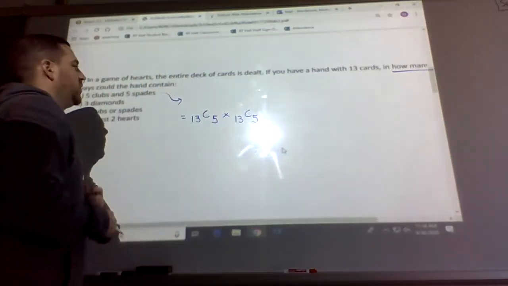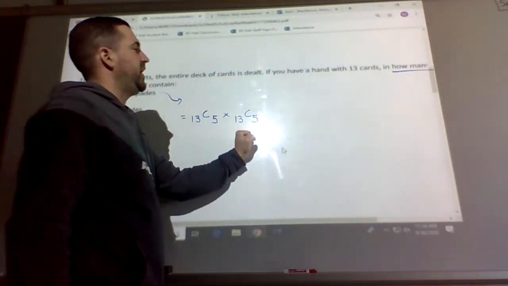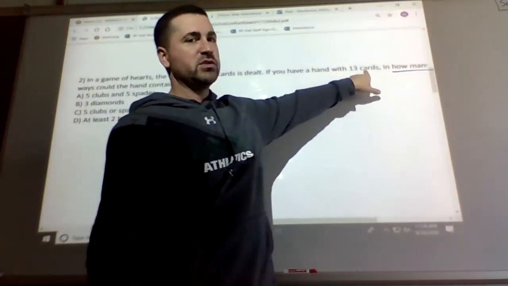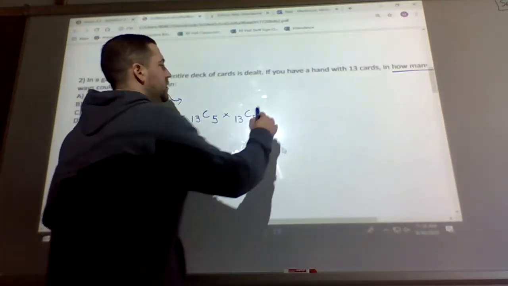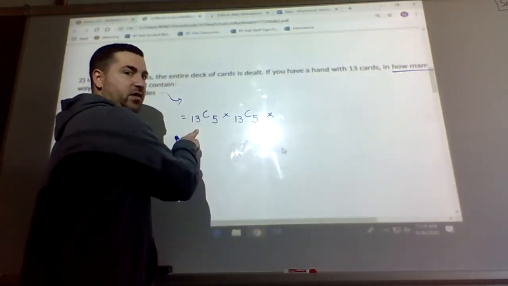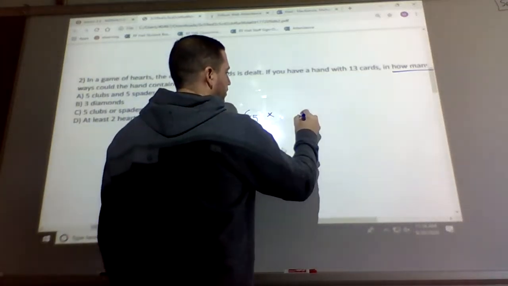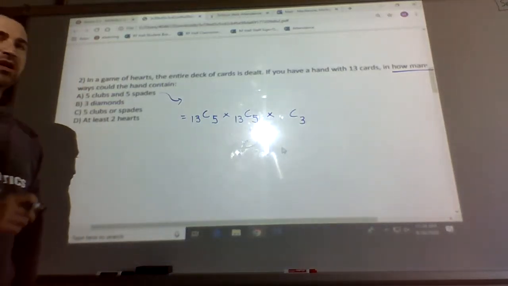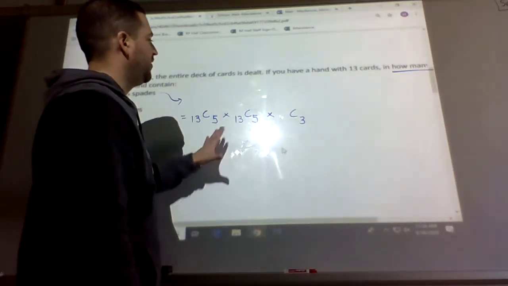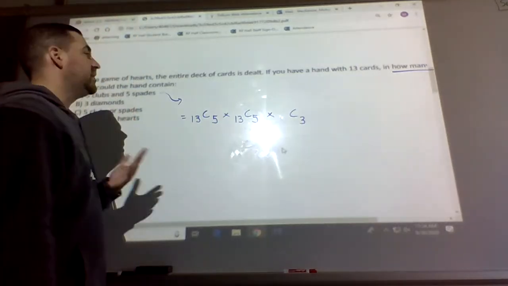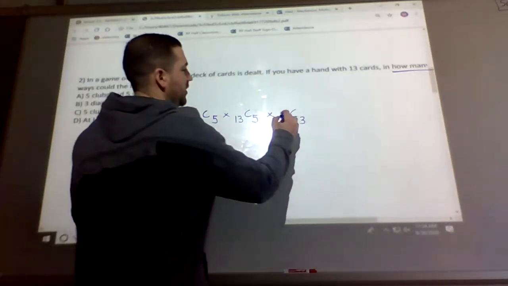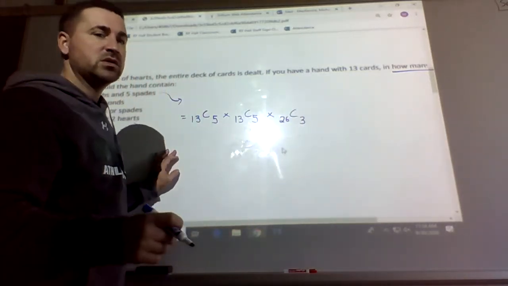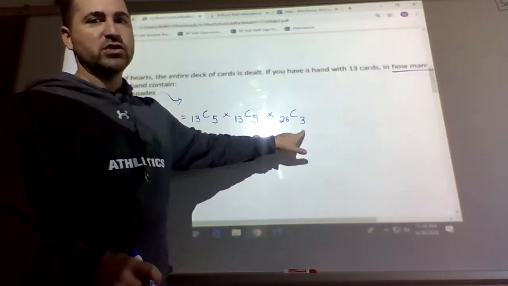Okay, so we want to know our hand. We have 13 clubs, 13 spades, and now we still need to finish the hand because we need another three. It says we have 13 cards in our hand, but right now we have 10. So after we choose five of the clubs and five spades, we need three more cards. And those three cards are going to come from the remaining amount. If we took out the clubs and spades, we then just have hearts and diamonds left. So we have 26 in total, 13 diamonds and 13 hearts. We're choosing three of those 26.